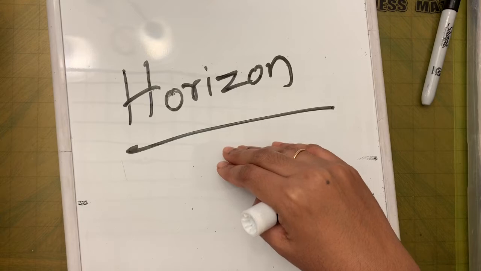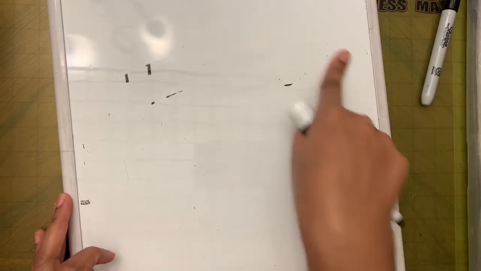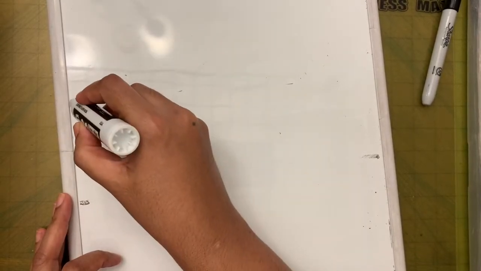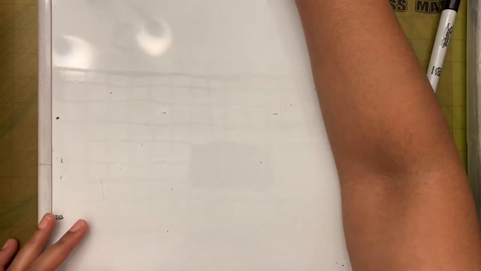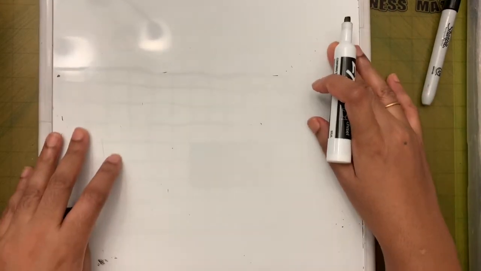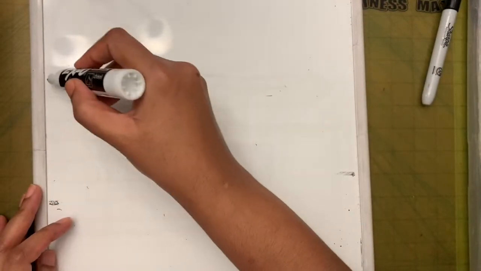Let's start with the horizon line first. Maybe you can put it up here. This horizon line we are going to make wavy, because I'm going to draw mountains here.